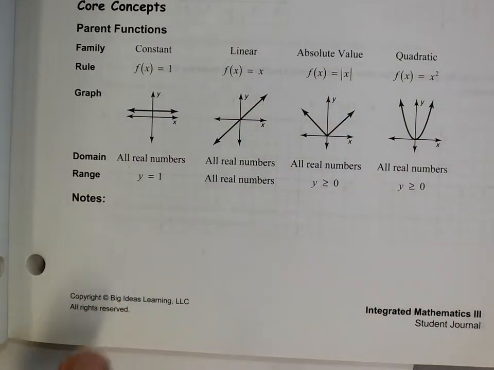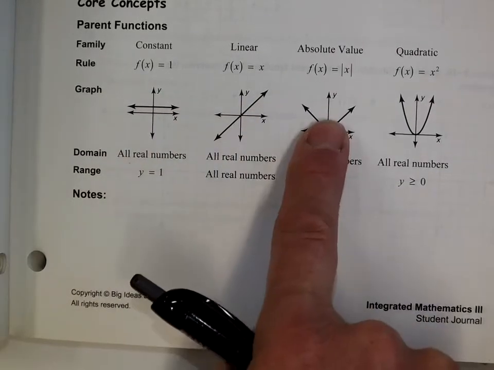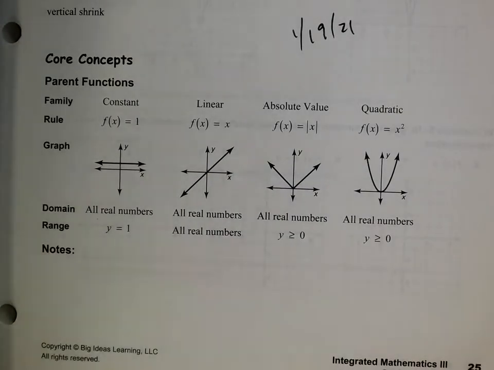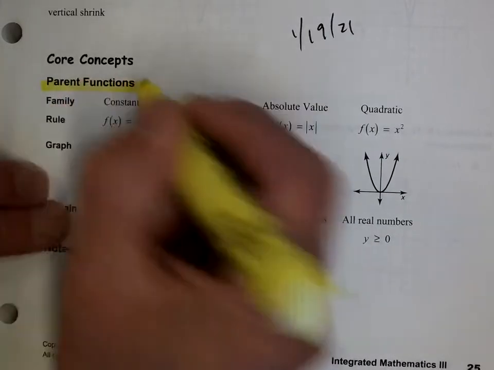So what we want to do today is take a look at 4 different types of graphs. These are called the parent functions. They're called the parent functions because they're like the basic graph. There's nothing special about them. They are called the parent function.